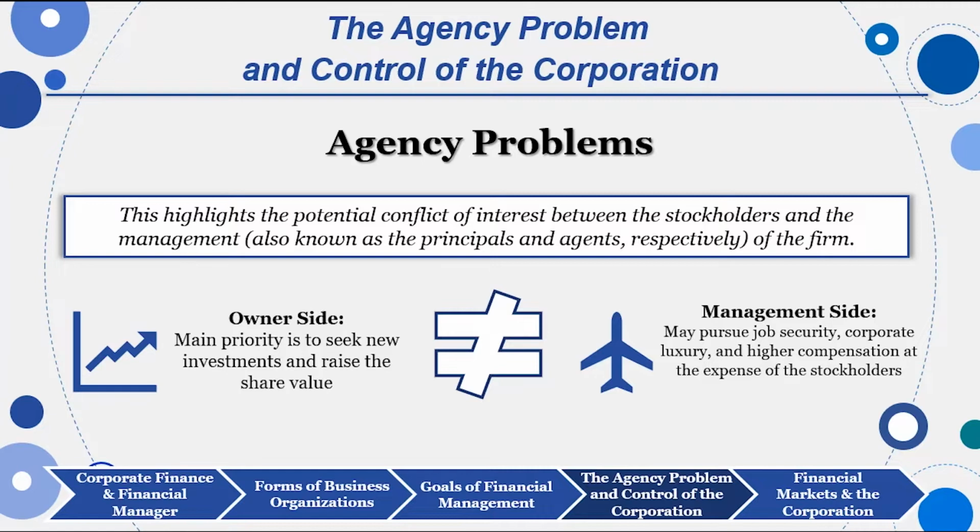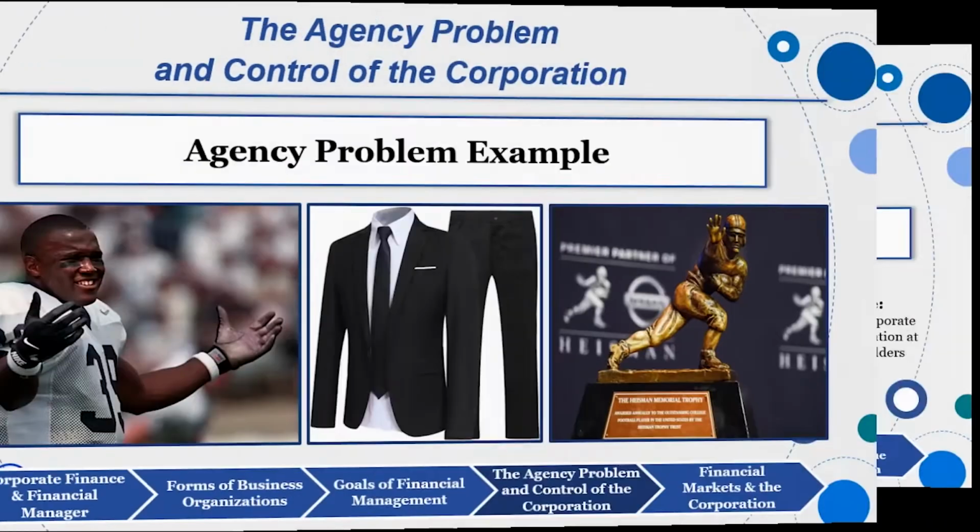From the owner's side, your priority is to seek new investments, raise the share price. From the management side, job security, corporate luxury sometimes. We'll buy that expensive corporate jet, higher compensation at the expense of shareholders. So you have to be careful that you don't create an agency problem.